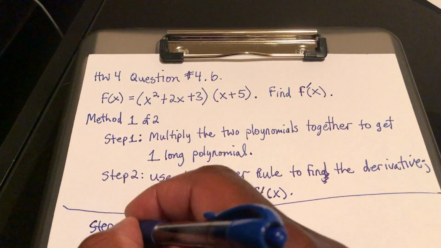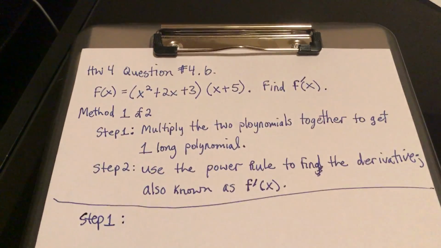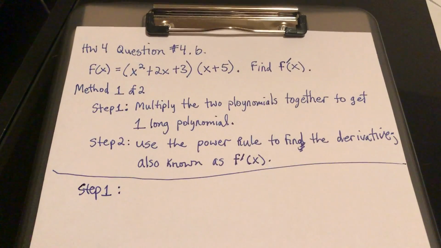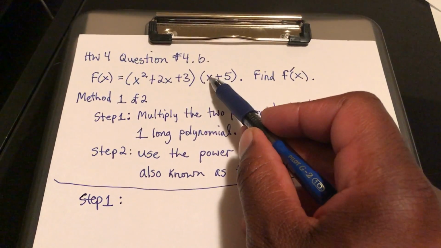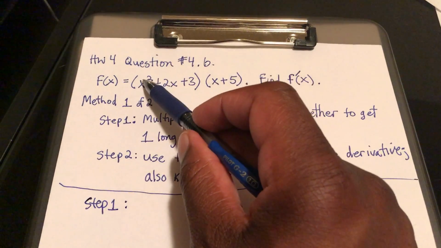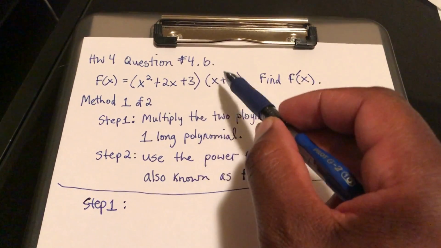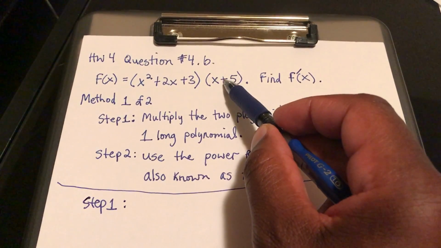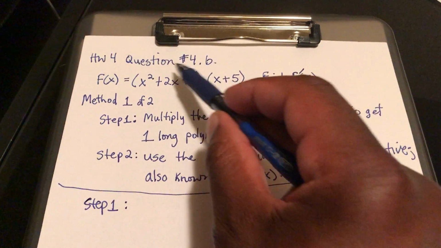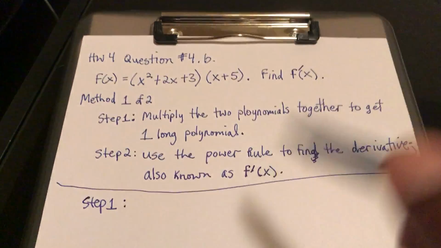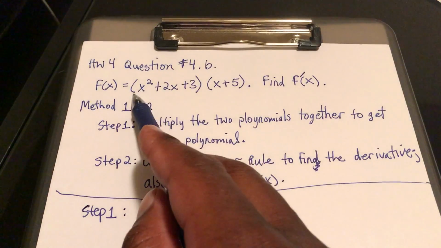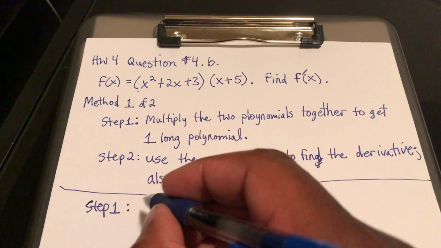Step 1. So we're going to distribute this x to each of these terms. Then we're going to put a plus sign. Then we're going to distribute this 5 to each of these terms. That's how you multiply these two polynomials together.